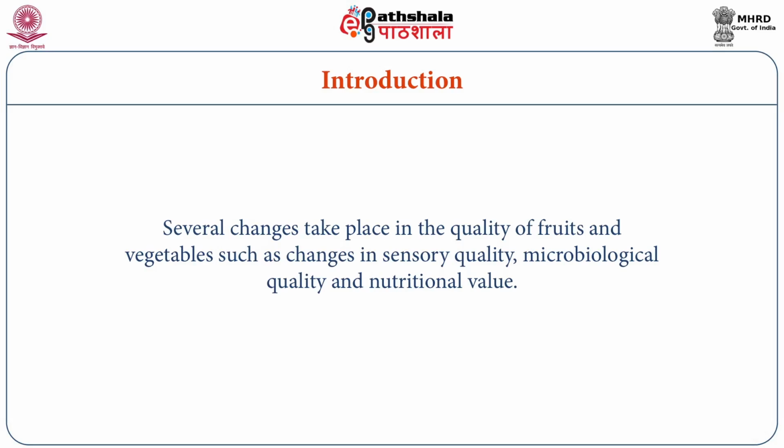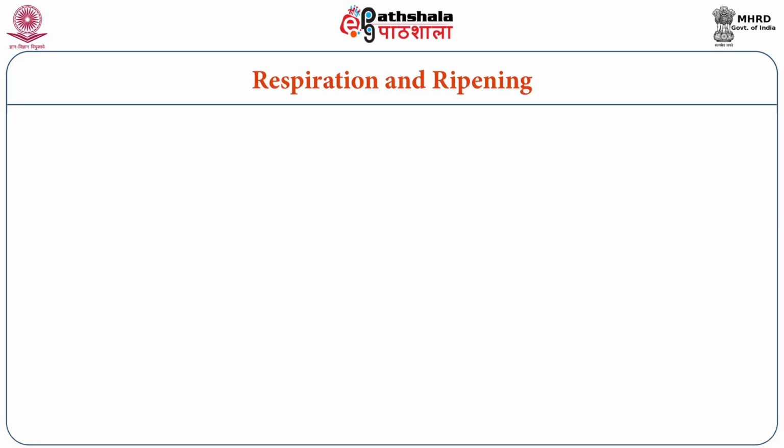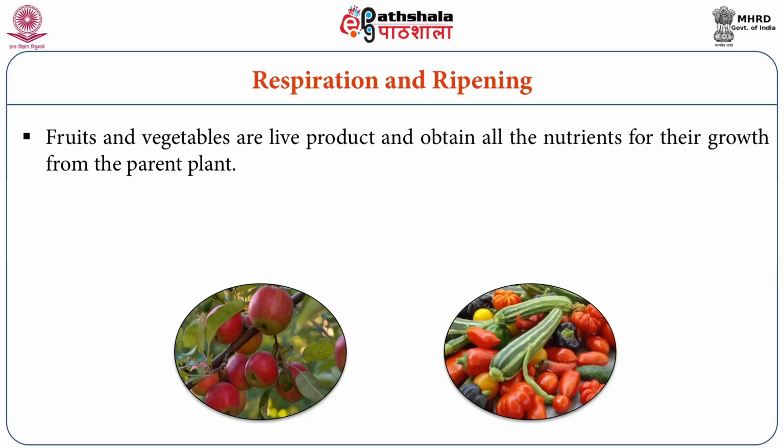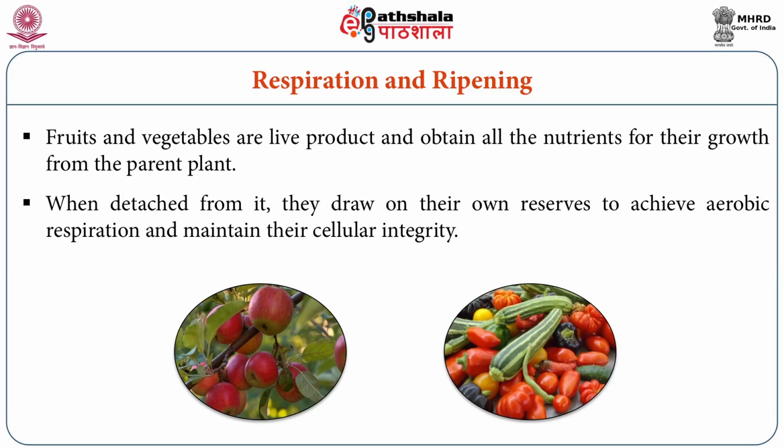Now looking at respiration and ripening, fruits and vegetables are live products and obtain all their nutrients from the parent plant during growth. When they are detached from the parent plant, they draw on their own reserves to achieve aerobic respiration and maintain their cellular integrity.